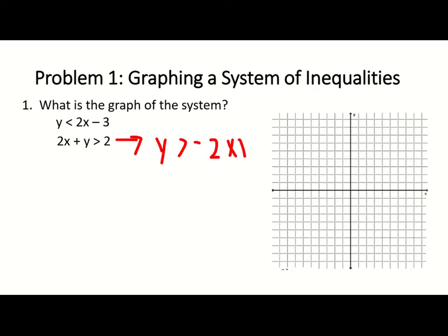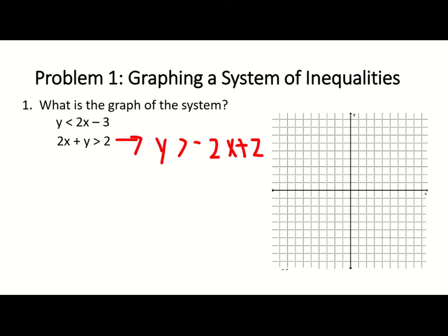Now, remember the golden rule of inequalities. Anytime you multiply or divide by a negative, you got to flip your symbol. I didn't multiply or divide by a negative, so I'm going to keep this as a greater than inequality. Now that I have my two inequalities both in slope-intercept form, I'm going to graph them one at a time.